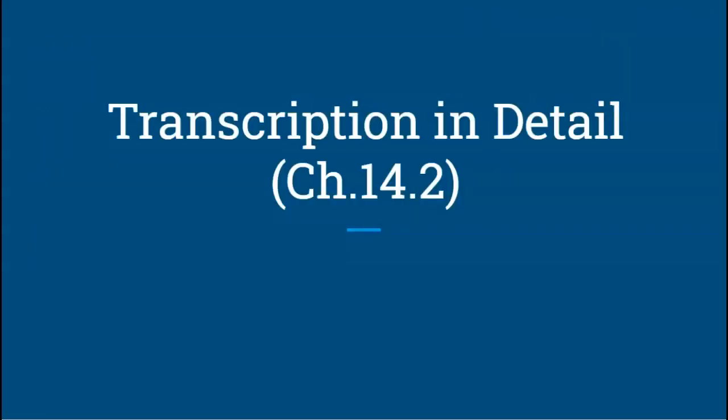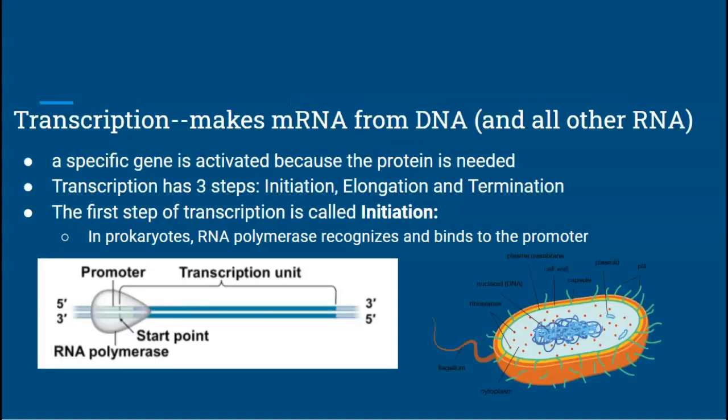So, okay, here we go. Transcription in detail. This is chapter 14.2 in your book, if you find this helpful. Okay, so again, transcription is making mRNA, that messenger RNA, from DNA. Basically, we're going to have a gene that's turned on because the protein is needed. Okay, and so transcription is going to start. It's going to have three steps: initiation, elongation, and termination. So the very first step is called initiation.